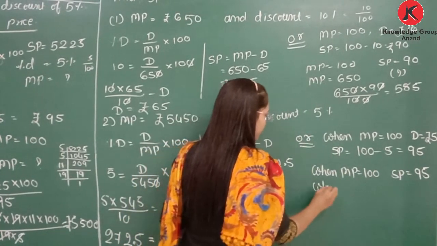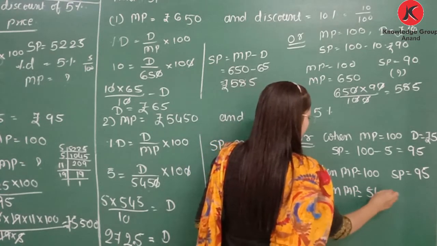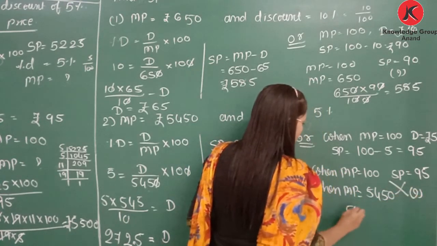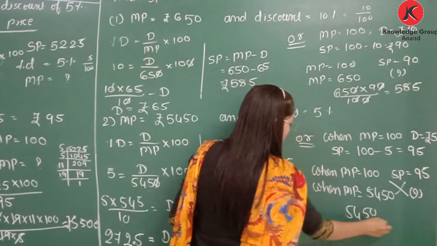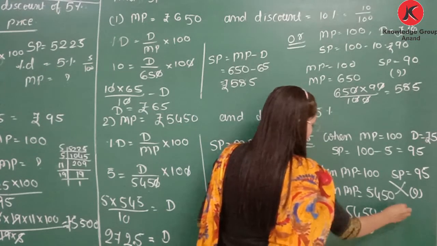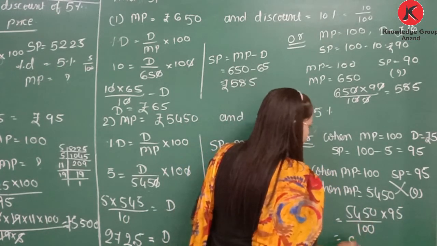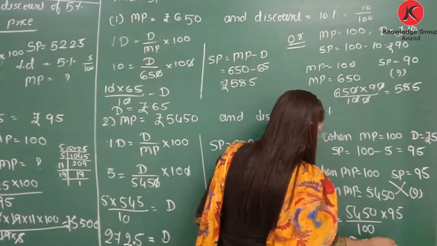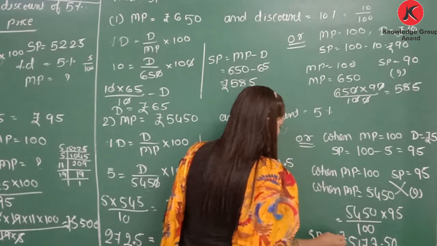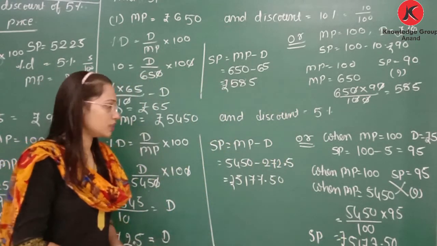So when mark price is 5,450, what is the selling price? So cross multiply: 5,450 divide by 100 multiply 95. If you multiply this, you will get 5,177. So this way you can also get the selling price. So whatever method you want to apply, you can apply that to solve the example.